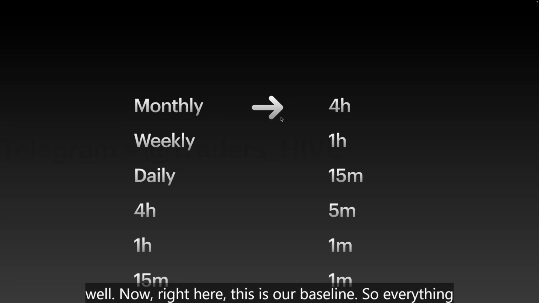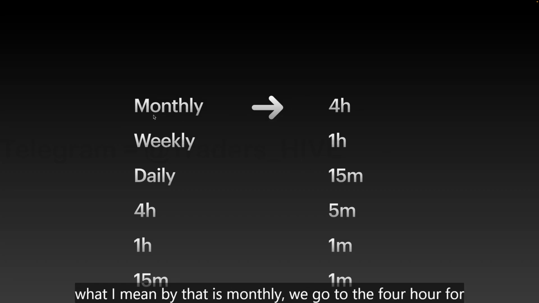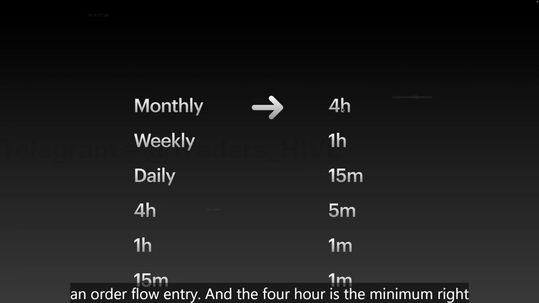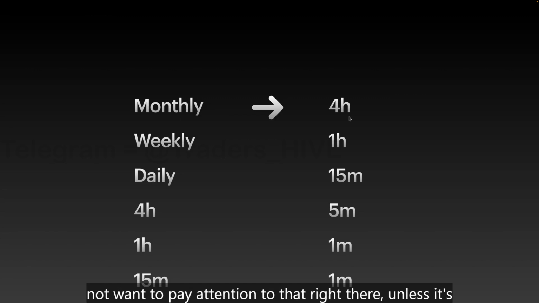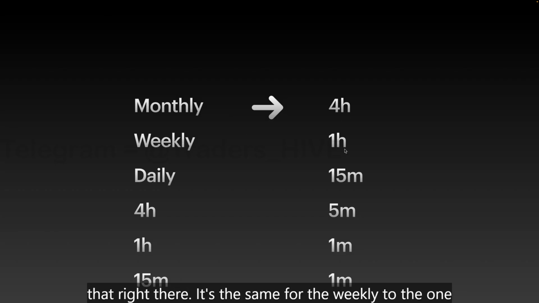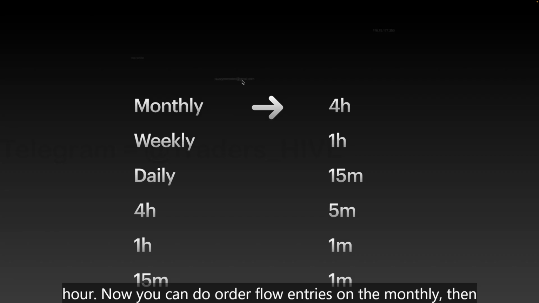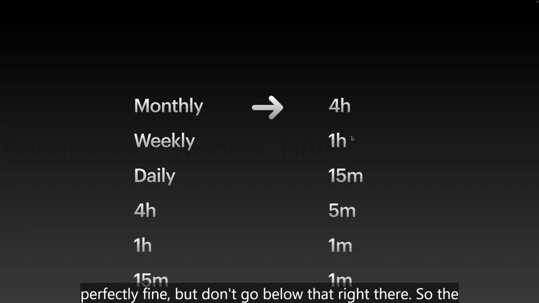Now, right here, this is our baseline. So everything that requires an order flow entry, this is our minimum. And what I mean by that is monthly, we go to the 4-hour for an order flow entry. And the 4-hour is the minimum right there. So a monthly to a 1-hour, don't do that. You would not want to pay attention to that right there, unless it's under very specific circumstances, but you don't want to do that. It's the same for the weekly to the 1-hour. Now you can do order flow entries on the monthly, then to the daily, or the weekly to the 4-hour. That's perfectly fine, but don't go below that right there.